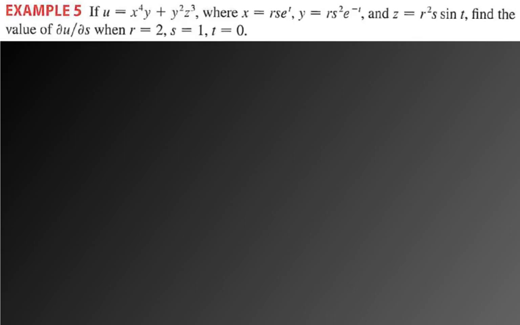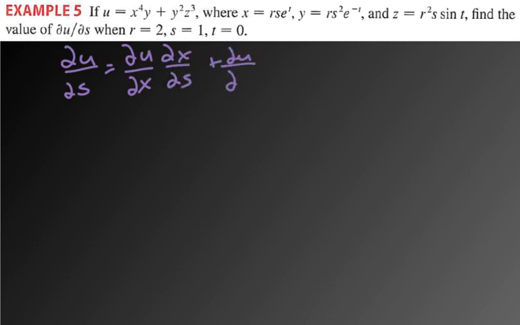So let's first just write out what we need to do. We need to find the partial of u with respect to s, which is going to be u with respect to x. And then, because we have x, y, and z, we're going to need three things that we're adding together. So we're checking how x changes with s, and then how y changes with s, and lastly how z changes with s. So that's what we're going to do every time.